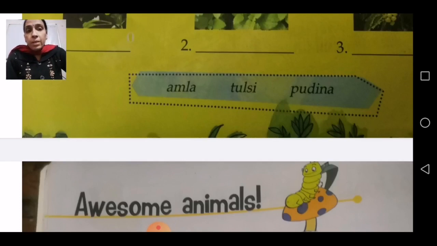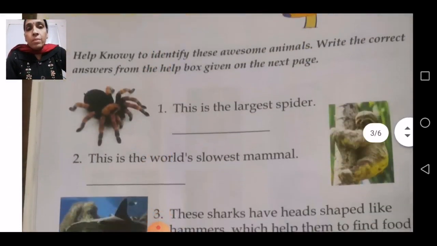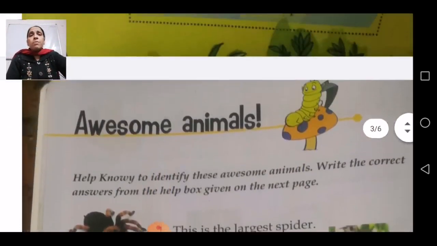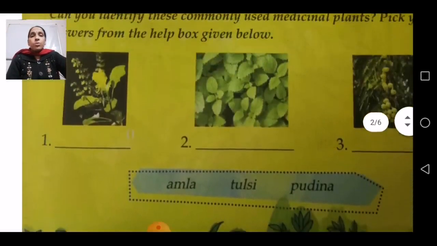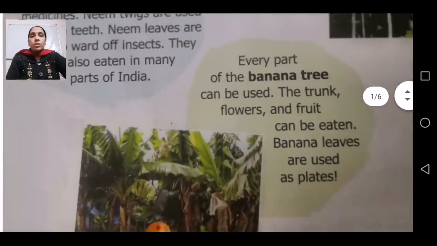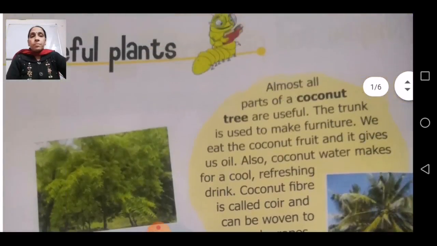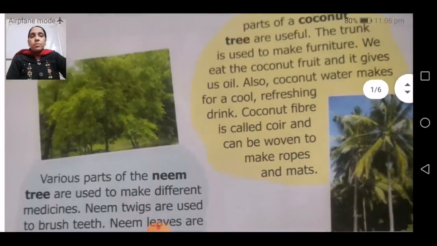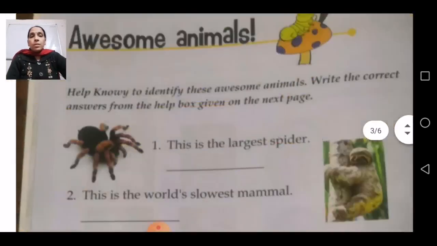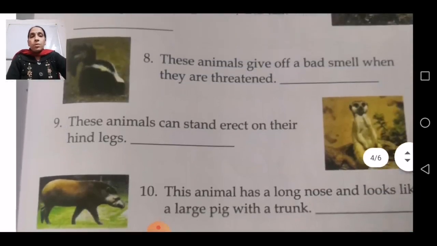Now, awesome animals is the next chapter which we are supposed to do. So let's start with the first question. So the first question is what? That is the same.